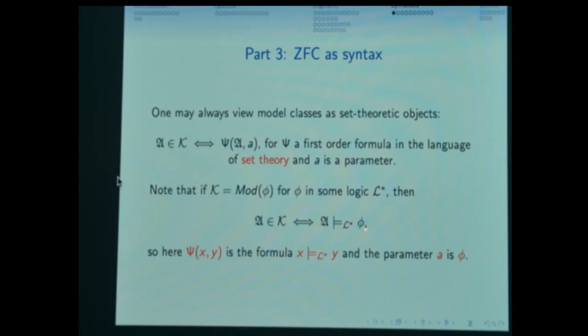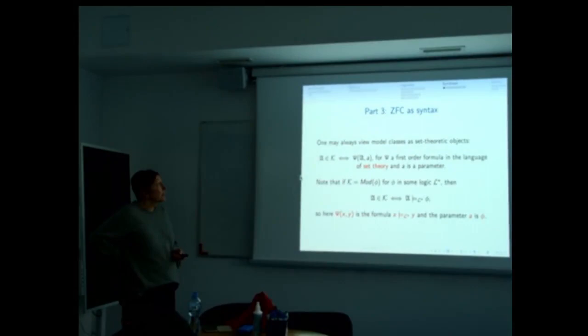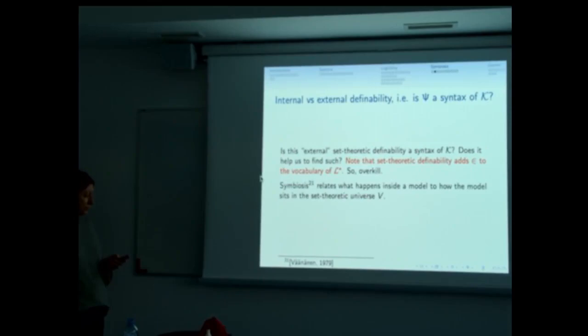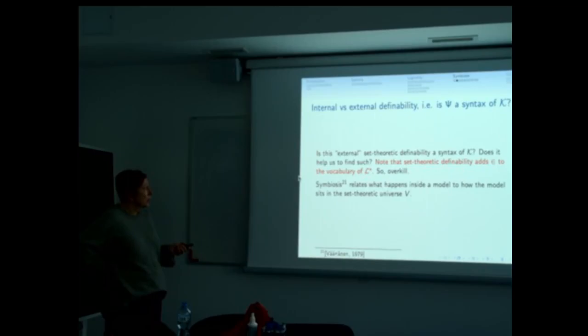So in case it is definable, right, it's mod phi for phi in some logic L star, then the set theoretic definition is just this formula and the parameters. Okay? So the idea is we can always view a model class as a set theoretic object. So is epsilon the syntax of the class? Notice set theoretic definability will always add epsilon to the vocabulary of the class. This shouldn't be an L star, that should be a class.